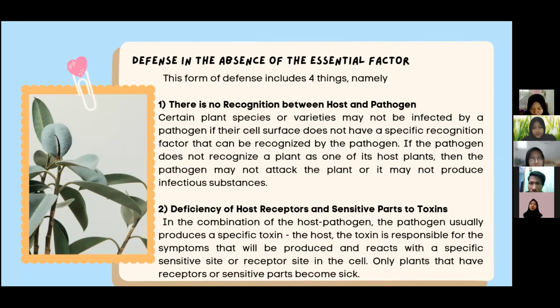Second, deficiency of host receptors and sensitive parts to toxins. In the host-pathogen combination, the pathogen usually produces a specific toxin in the host. The toxin is responsible for the symptoms that will be produced and reacts with a specific sensitive site or receptor site in the cell. Only plants that have the receptor or sensitive parts become sick.